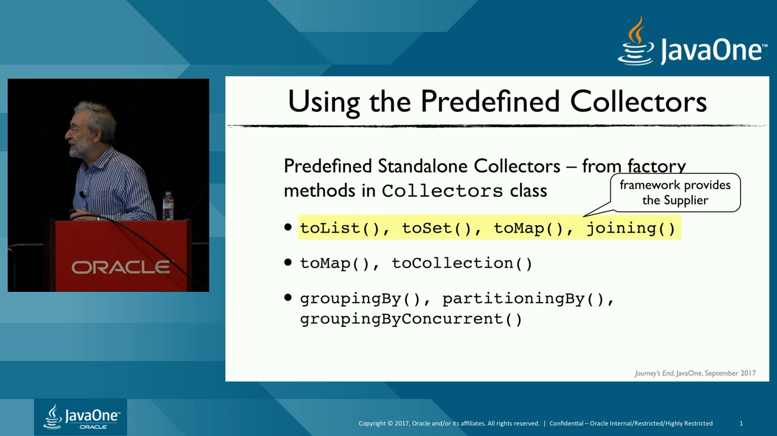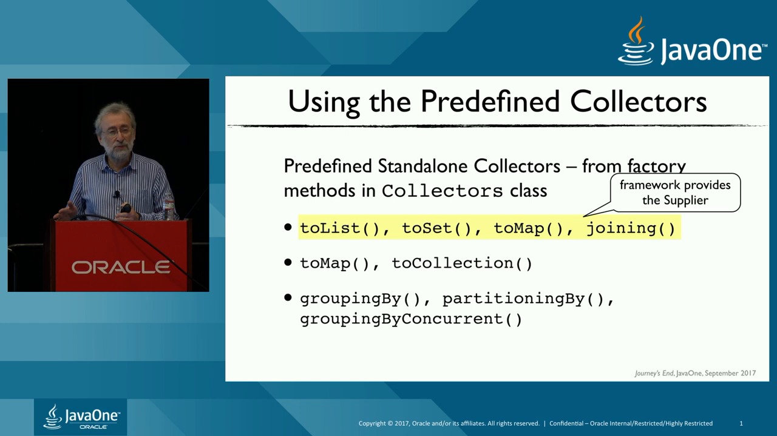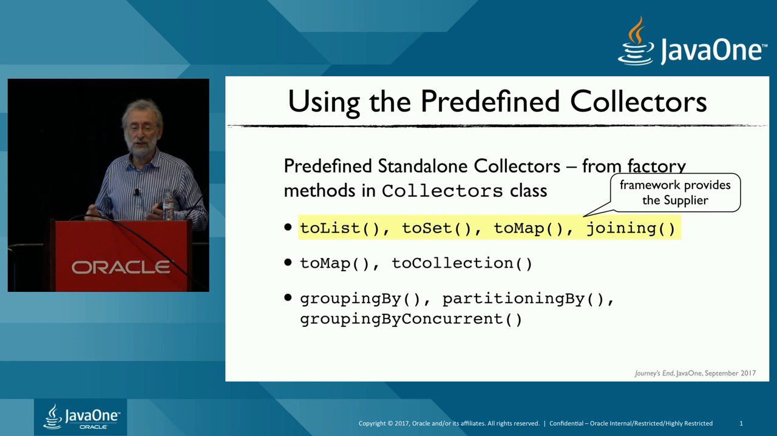Joining is slightly different. What joining does is helpfully concatenate strings, interspersing commas between them if you want, or some other separator, rather than you having to do the clumsy thing we always used to have to do of iterating over them and then taking the last separator off. It will also allow you to specify a prefix and a suffix and so forth. So joining falls into this category.